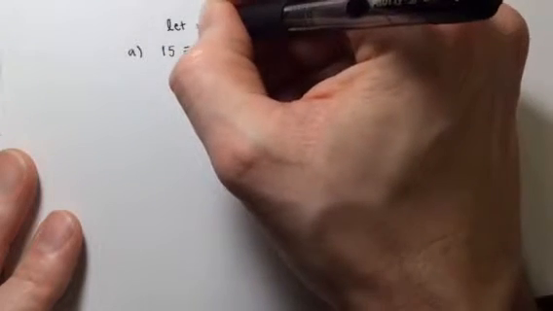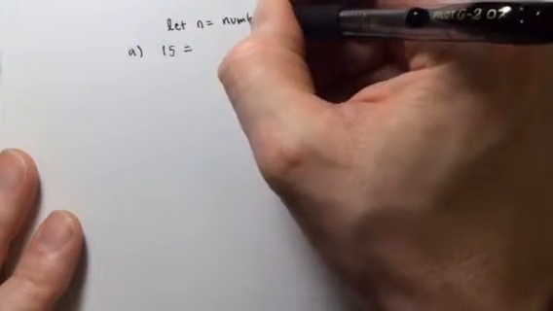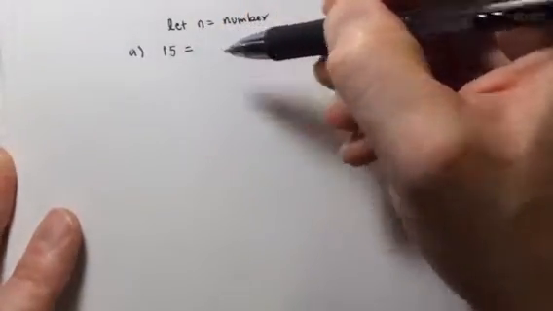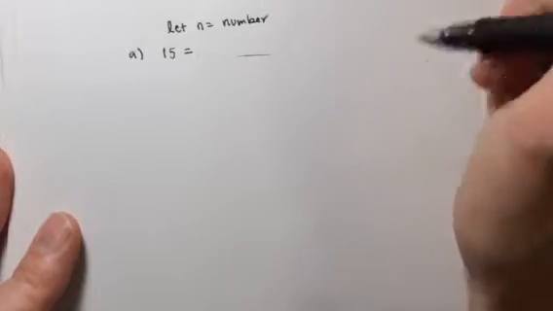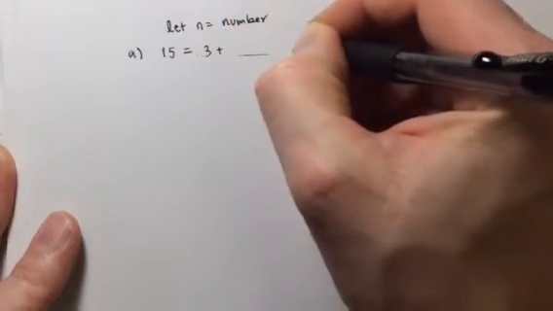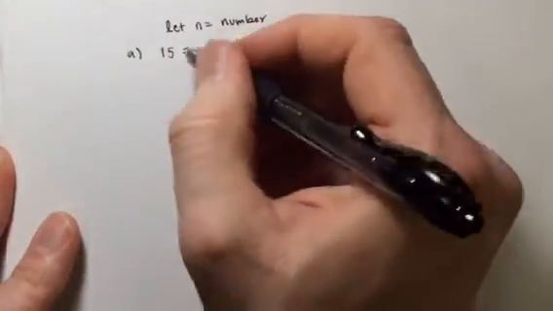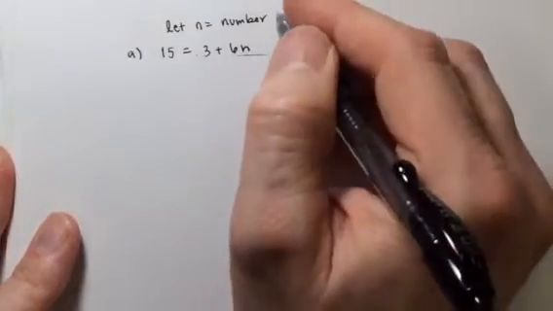Let me go back a step. We need to write a let statement. Let n equal our number. So 15 is equal to 3 more than 6 times a number. Well, the words more than mean add, so 3 plus, and then 6 times a number, well, that would just be 6n. So there's our equation that we needed to write.